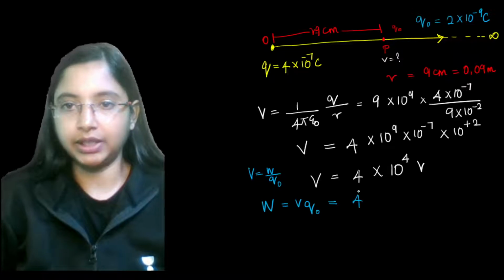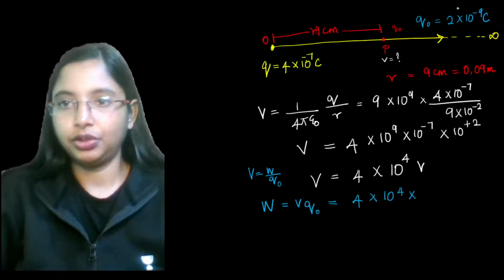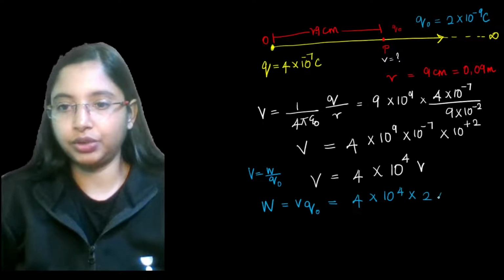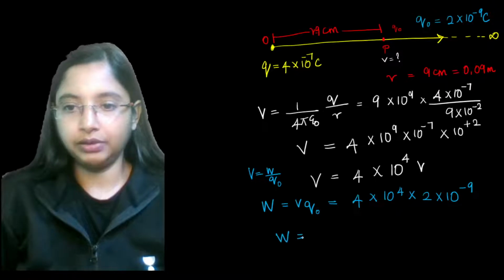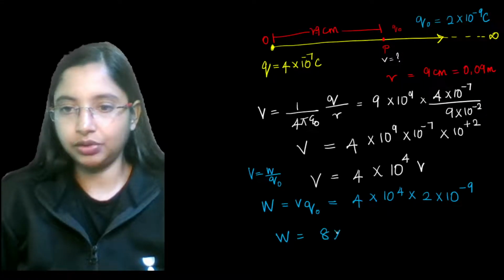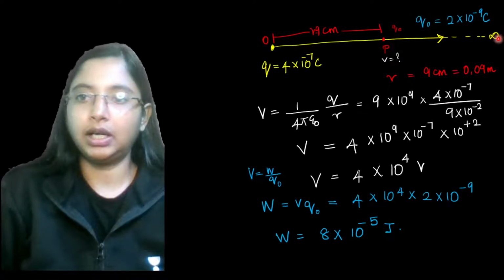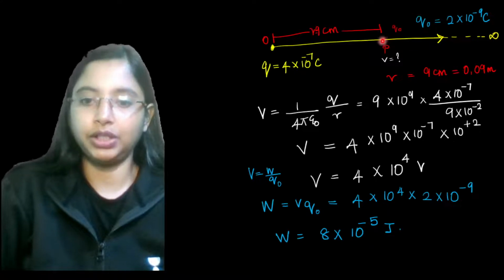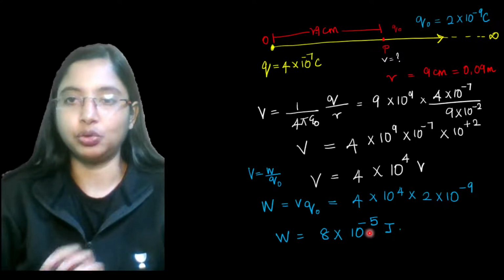Potential we just found at this point is 4 into 10 to the power of 4 into Q. What is the source charge value? That is 2 into 10 to the power of minus 9 coulombs, right? So the work done will be around 8 into 10 to the power of minus 5 joules. So to bring a unit test charge from infinity to here, it takes around 8 into 10 to the power of minus 5 joules.